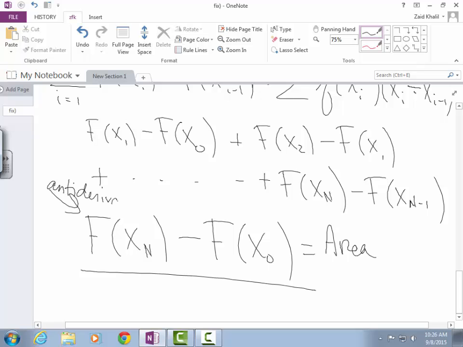Antiderivative. Did you guys go over this in your calc class? You went over it with... No. Did you go over this? Did you do this in your calc class?